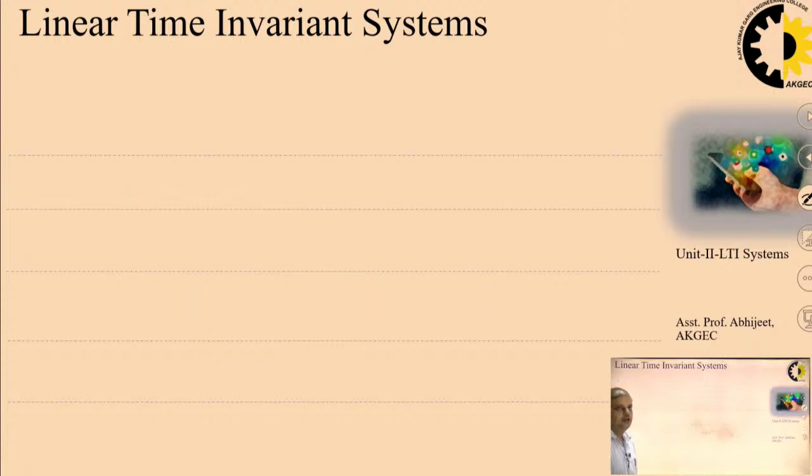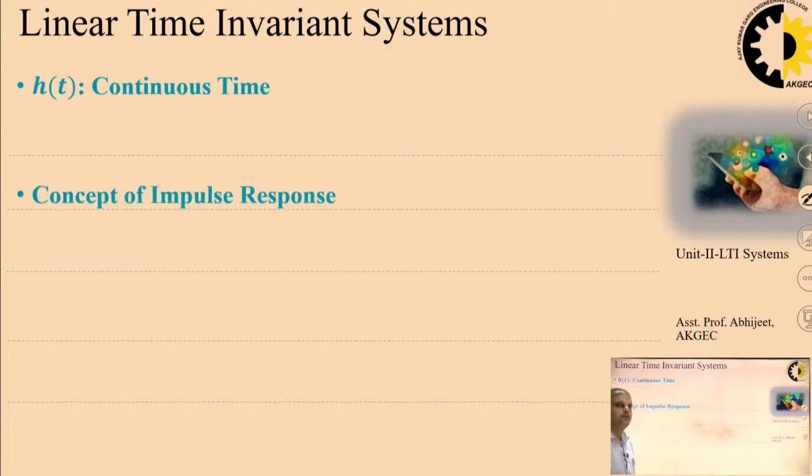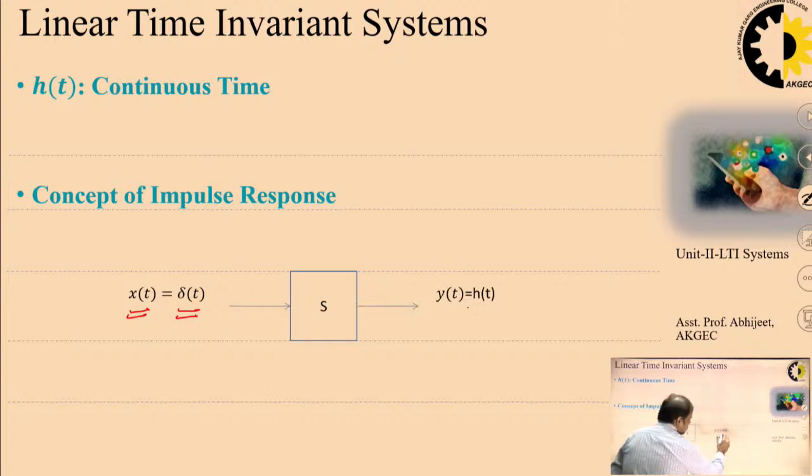Now for continuous time systems, the same definitions also exist. The impulse response of the continuous time system is defined as follows: when the continuous time input signal is the unit impulse signal, which is called the Dirac delta signal, then the corresponding output is said to be the impulse response of the system. h of t is called the impulse response of the system.